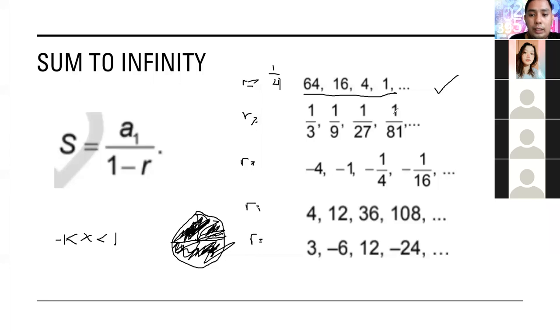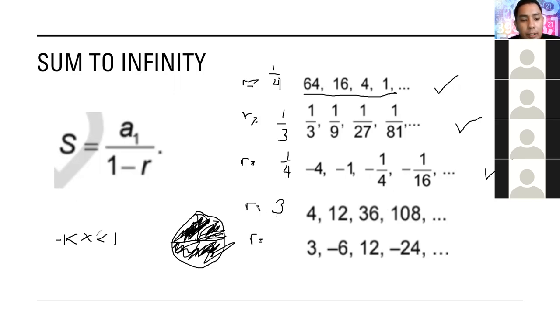Itong 1/3, 1/9, 1/27, 1/81. 1/3. So, 1/3 is a normal. So, ibig sabihin, pwede yan sa sum to infinity. 4, negative 4, negative 1, negative 1/4, negative 1/6. What is our common ratio? 1/4 po. 1/4, pwede pa rin. Next. 4, 12, 36, 108. Pwede? 3 po. 3.